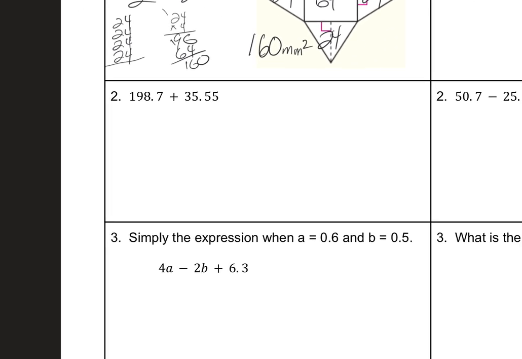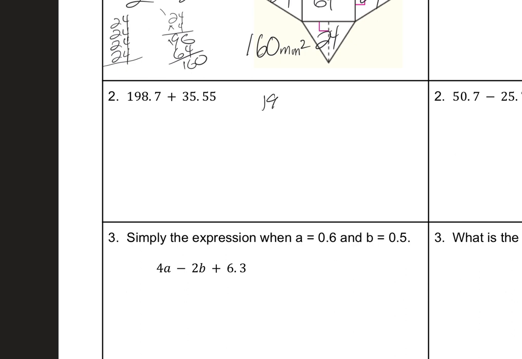160 millimeters squared. Number 2 is a simple addition of decimals problem. Line up your decimals and then add. Fill in empty places with zeros and add.